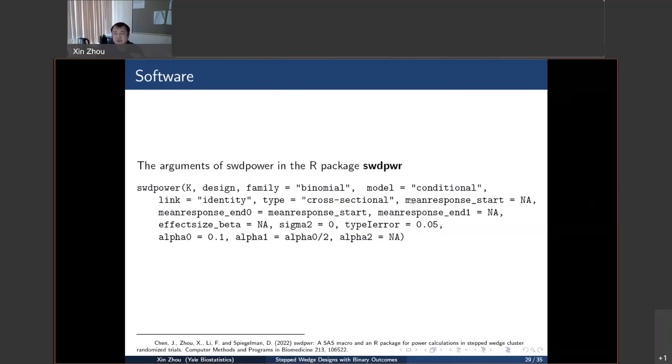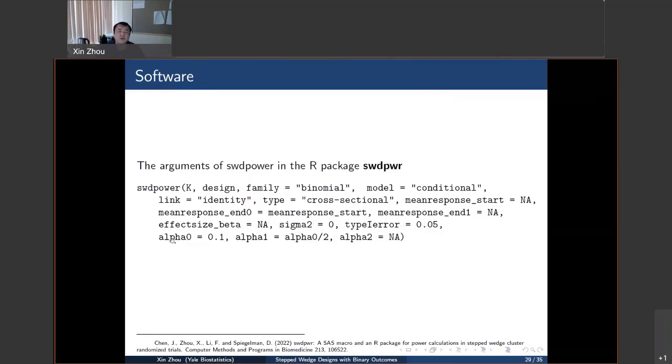If we set these two, mean response start and mean response end 0, to be exactly the same, then the function will use the model without time effects. If these two are different, the function will use the model with time effect. And mean response end 1 is the mean response in the intervention group at the last period. So the difference between mean response end 1 and mean response end 0 is just the treatment effect. And these two are generally used for continuous variables.